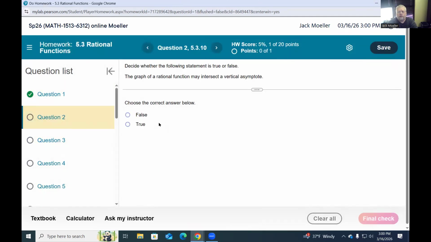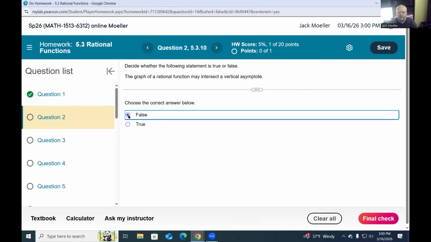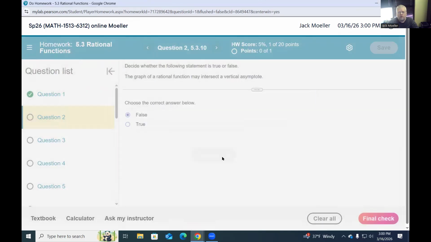True or false? Decide whether the following statement is true or false. The graph of a rational function may intersect a vertical asymptote. Okay. You can never touch a vertical asymptote. You might touch a horizontal one, but never a vertical. So that is definitely false, because at the vertical asymptote, we divide by 0. So you can't have your graph dividing by 0. That is illogical.